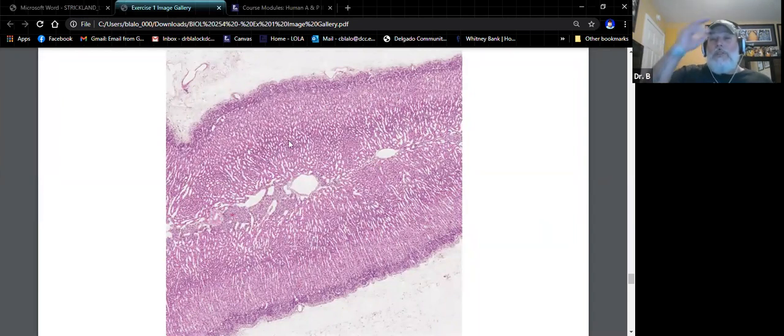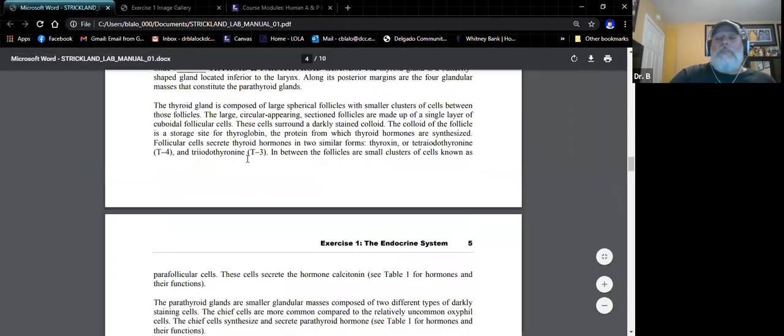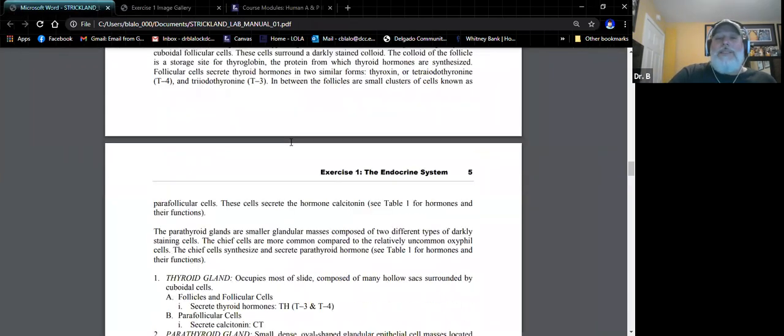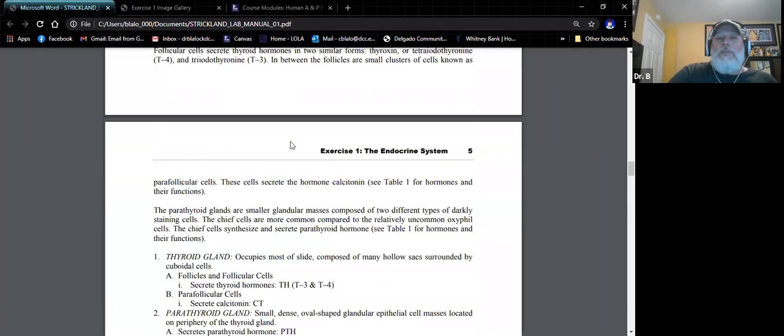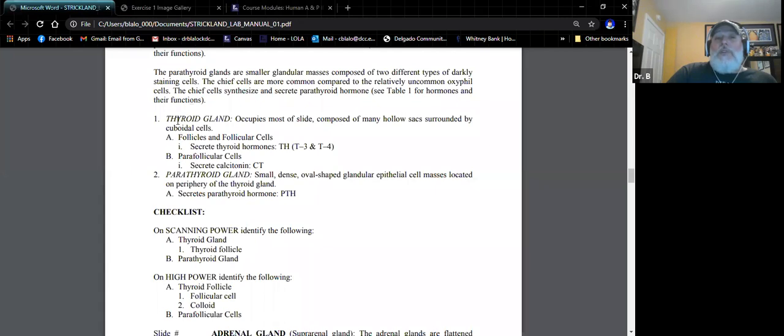And again, parathyroid gland is going to secrete parathyroid hormone, and that parathyroid hormone is going to have a significant effect on blood calcium levels. It's going to be something that helps to maintain those blood calcium levels. So again, you should be able to identify the thyroid gland, and you should be able to identify the follicles and follicular cells and the parafollicular cells and know what hormones are secreted from which, and the parathyroid, and that it secretes parathyroid hormone.